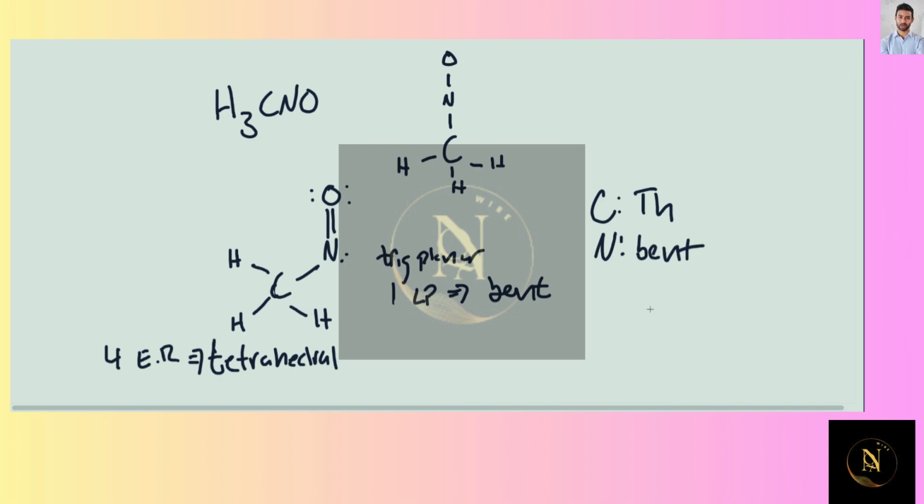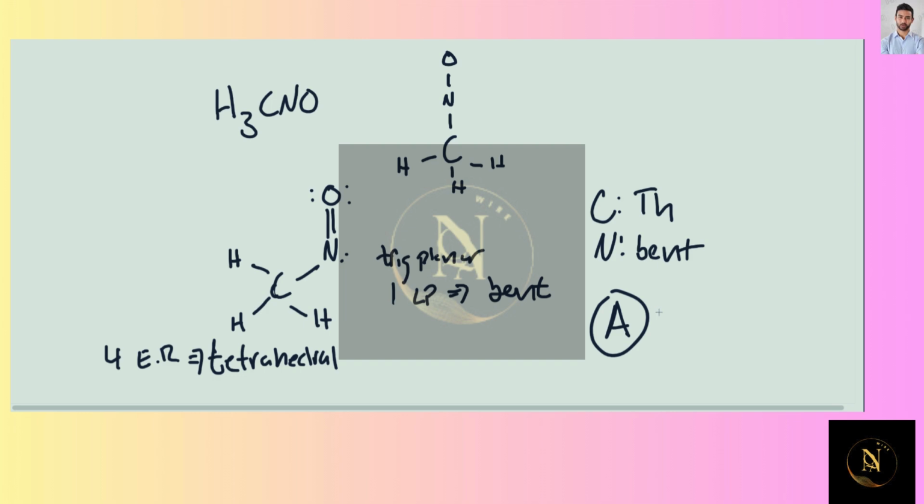Now we just have to see which of the options correspond to that. A is tetrahedral carbon and nitrogen bent, so it sounds like A is the correct answer. Just to double check, B says C is trigonal planar and N is bent. We know C is not trigonal planar. C says carbon is trigonal pyramidal. We know that's not true. And nitrogen is linear. That's also not true.